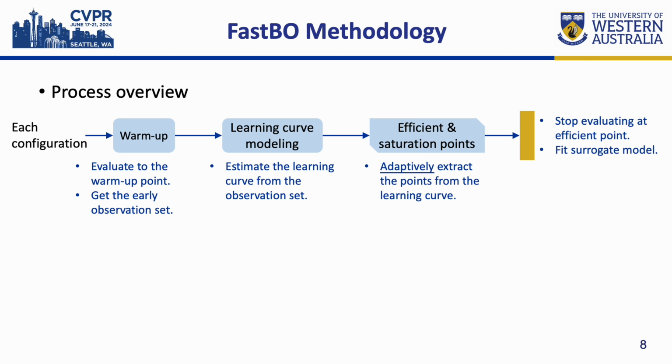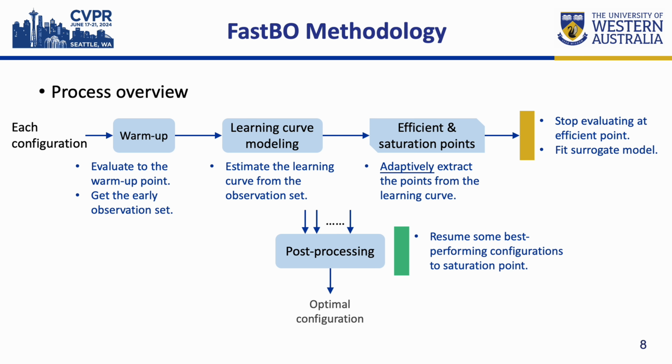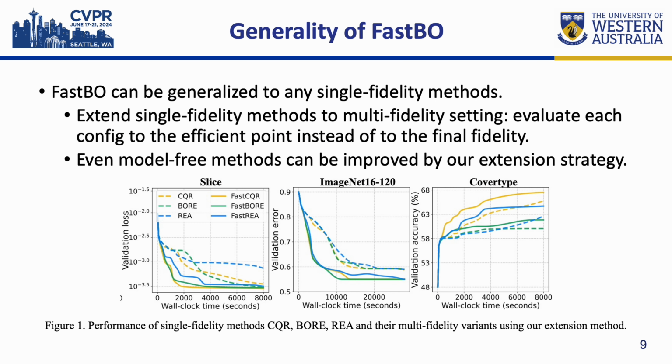Then the configuration continues to be evaluated to its efficient point and uses the result to fit the surrogate model. Finally, the post-processing stage lets a small set of best-performing configurations resume evaluating to the saturation point and find the optimal configuration. Here we highlight the generality of FastBO.